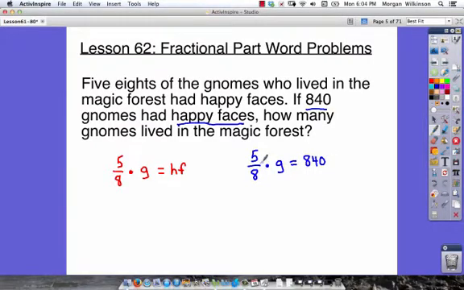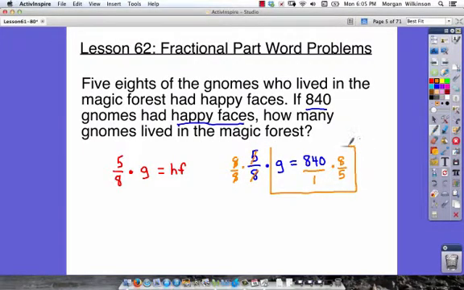Now from here, we know in order to undo multiplication of a fraction and times a variable, we need to multiply by the reciprocal. So we're going to multiply 5/8 times 8/5. That will cancel the 5's. It will cancel the 8's. So we now know the number of gnomes, G. But we need to balance out the other side of our equation by multiplying by 8/5 as well. We're going to say 840 over 1. Now we can go ahead and figure out our answer.